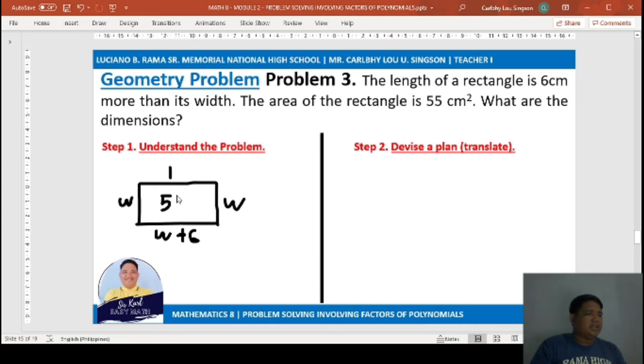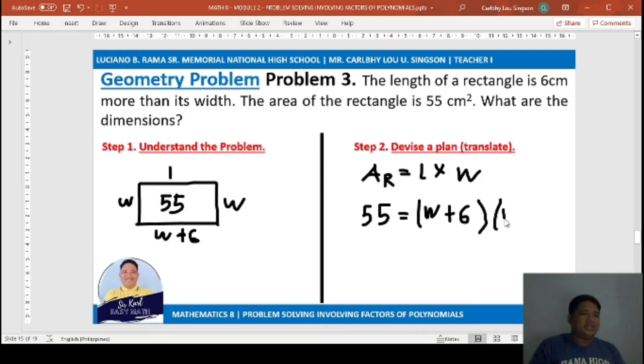So, the area of a rectangle is just equal to length times width. And the area of the rectangle in this particular problem is equal to 55. Our length, since it is 6 centimeters more than its width, we can just have it as W plus 6. And our width is simply W. So this would now become our mathematical statement.